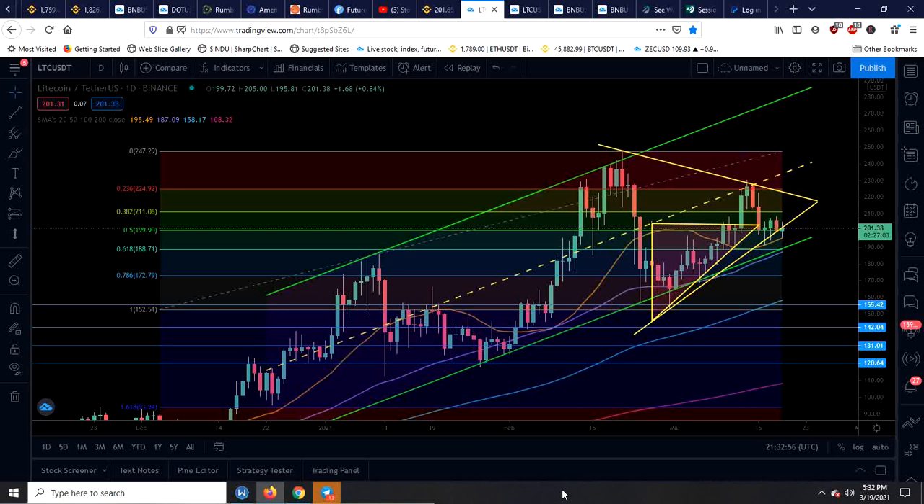So please make sure you stick around to the end for the upper targets, because I do believe this is going to play an important role in the coming times. So make sure you don't miss that.